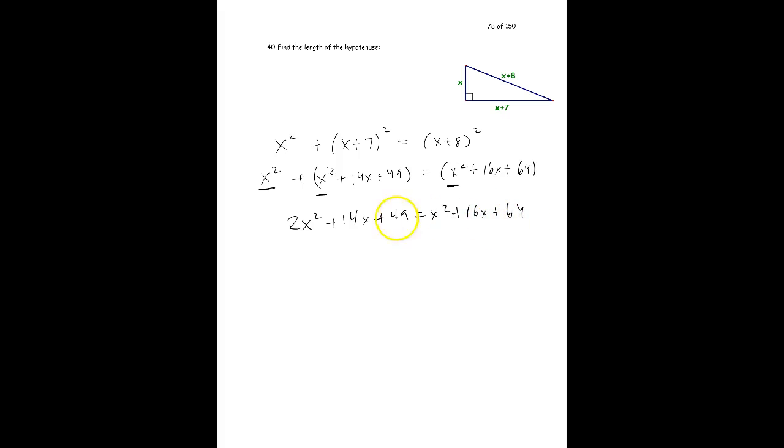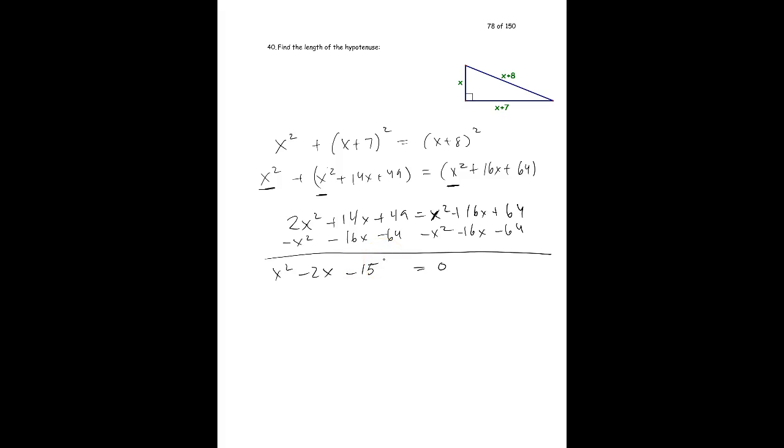Now our goal is to get this into something equals 0. So I'm going to subtract x squared from both sides, subtract 16x from both sides, and subtract 64 from both sides. The reason I'm doing that is so that the right side cancels out to give me 0. And then what happens here? I get x squared, 14x minus 16x is minus 2x, 49 minus 64 is minus 15.